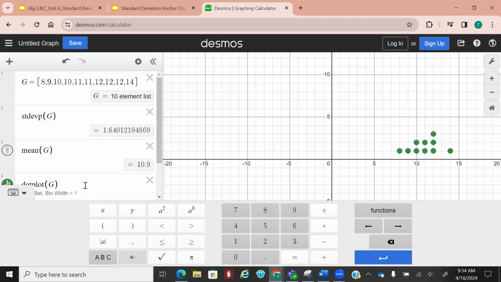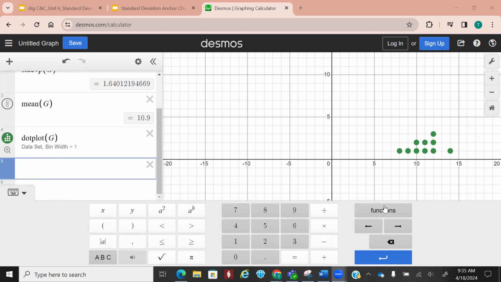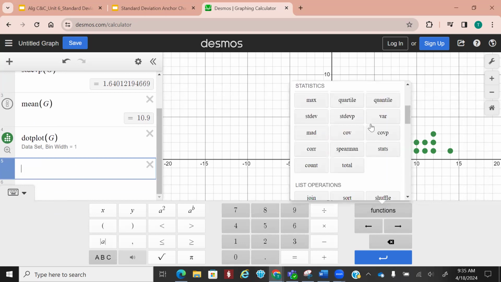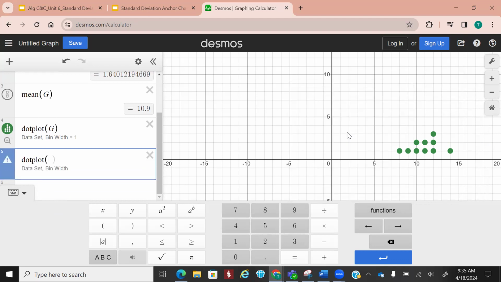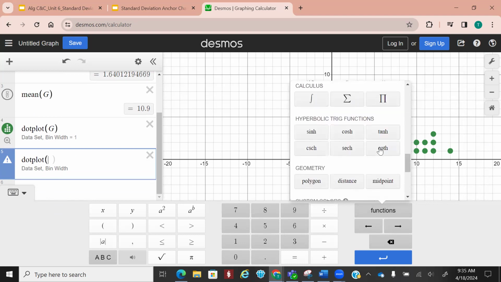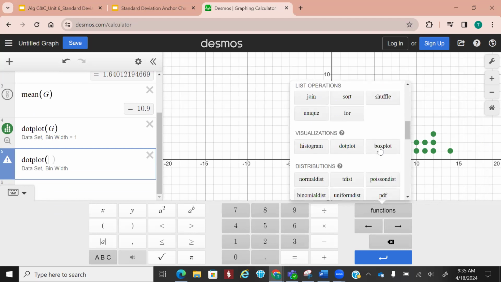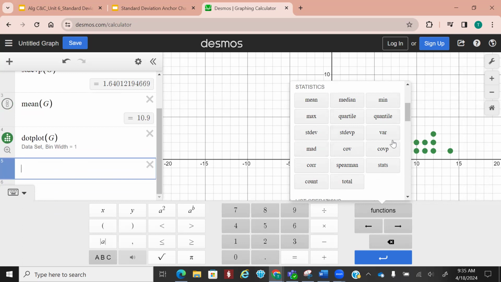Yep. If you forget, like if you don't even remember how to do the standard deviation, like I don't know what the code is, you can go to this little keypad on the bottom left-hand corner of your screen, and then you can scroll down, click on functions, and then scroll down to where it says dot plot, and then all you would do is type G. You could scroll down to where it should say standard deviation. So standard deviation is STDEVP.